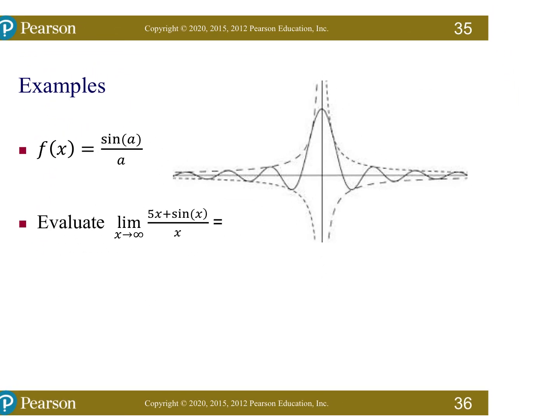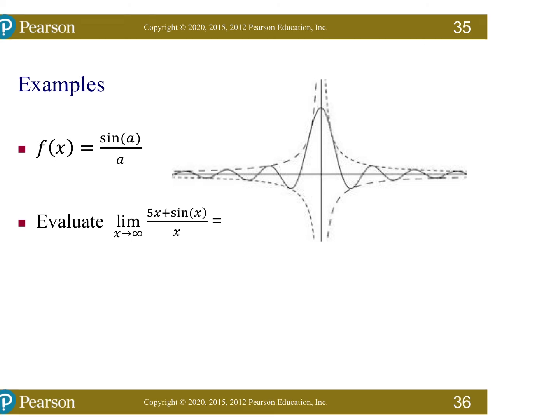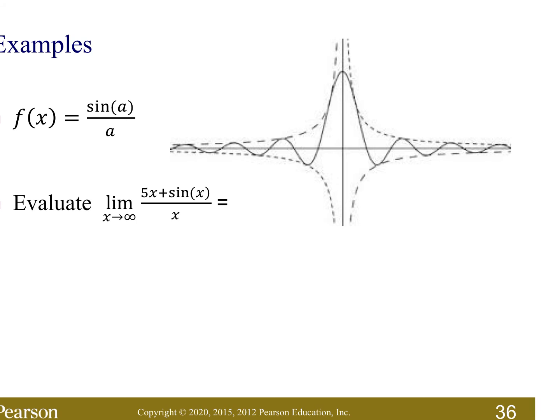Okay, how about this one? 5x plus sine x over x. Okay, you might have a gut about what you think that might be. Is it 5? Is it 6? Is it 0 like the other one was? Like, what is it? Okay, remember, we want it like this. Okay, we want it like that. Go ahead.